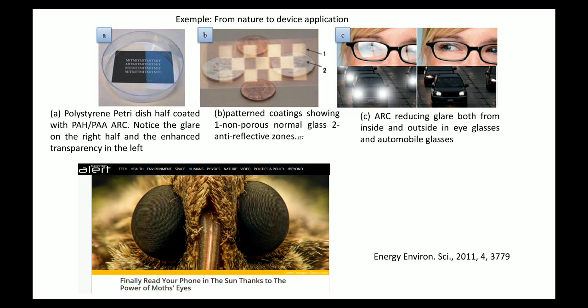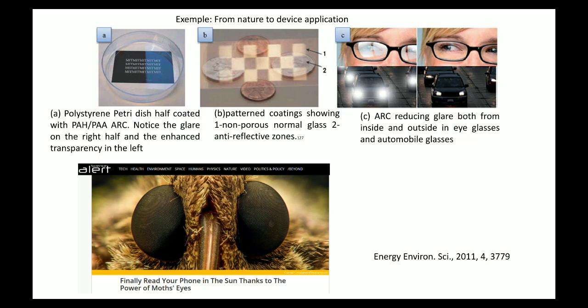So yes, we can. This is a beautiful example where we are making a technology which is coming basically from nature. So again I have written here, the example is from nature to device application. We learn the technique from nature, and with the help of that knowledge we are using the actual application for all of us. For example, you can see the three images A, B and C.